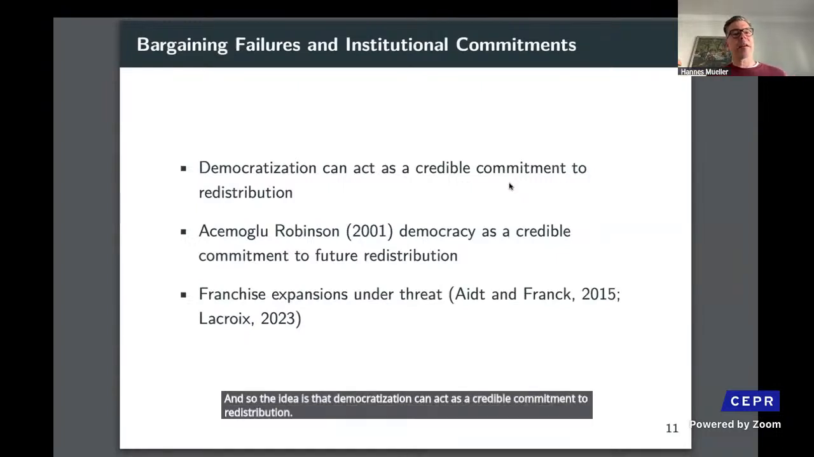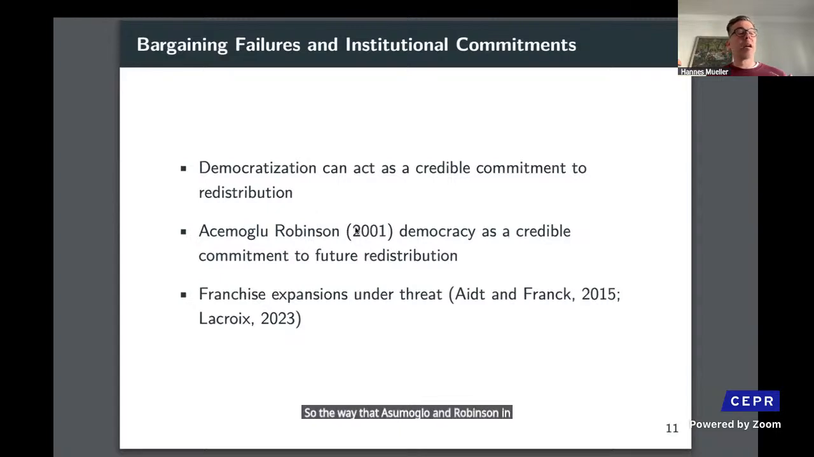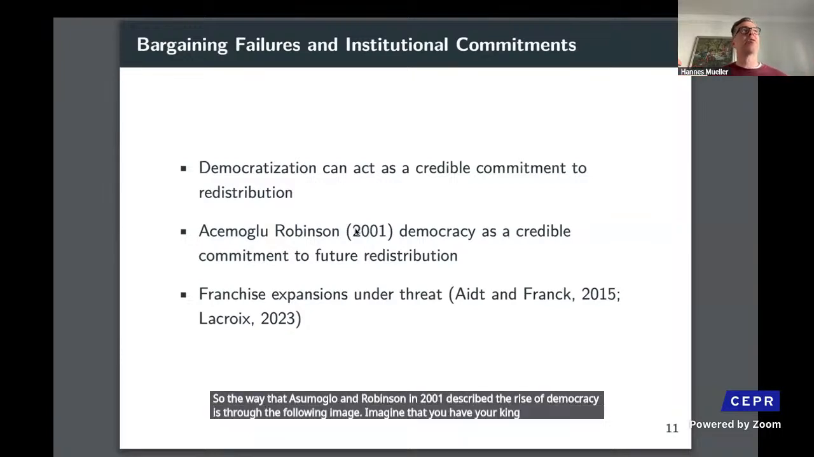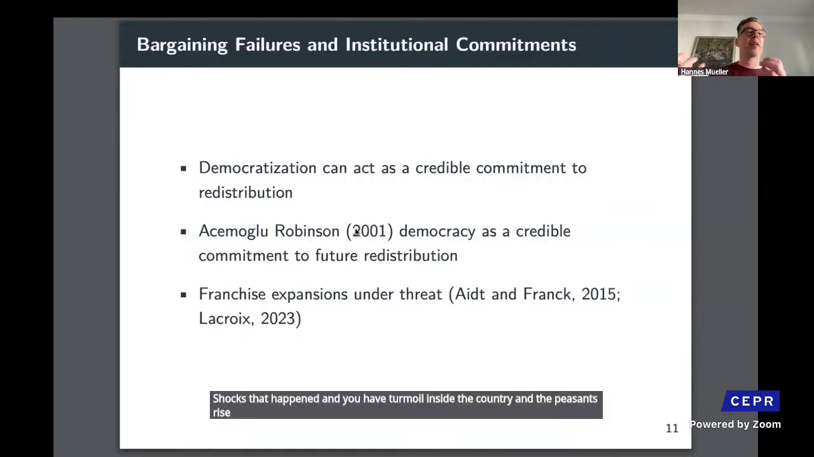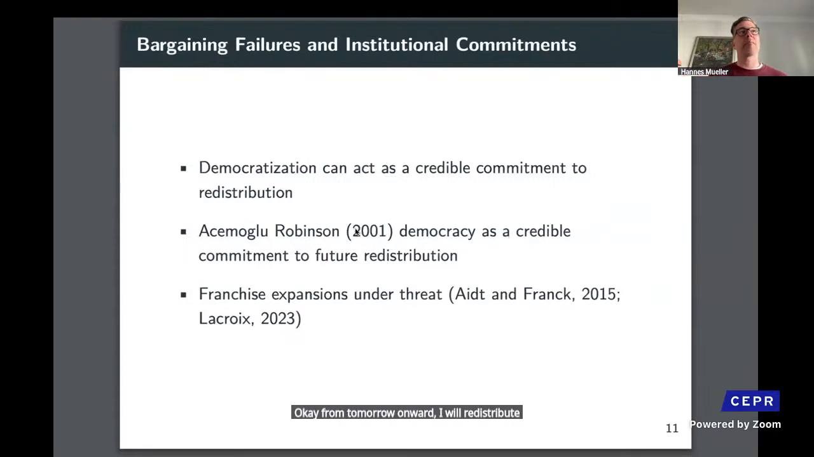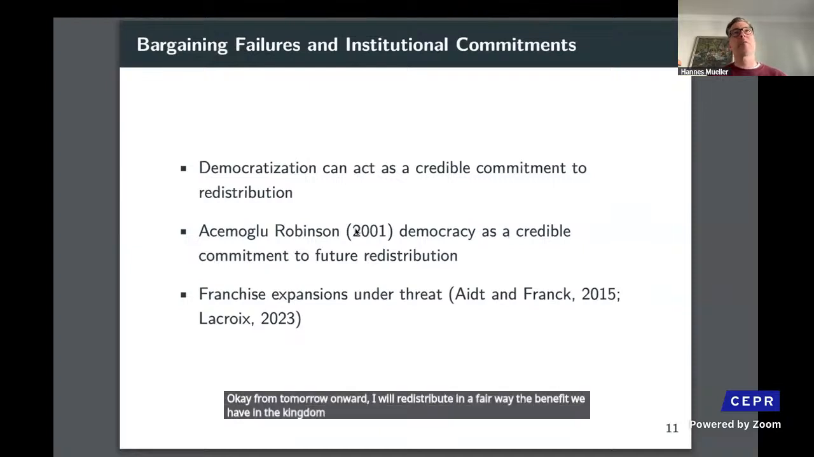So the way that Acemoglu and Robinson in 2001 describe the rise of democracy is through the following image. Imagine that you have your king, and your kingdom is quite weak at the moment. The crown has a weak military because of some shocks that happened. And you have turmoil inside the country, and the peasants rise up. They arm themselves and stand in front of your palace, shouting and threatening to burn you and whatnot, right? And you can say, okay, from tomorrow onward, I will redistribute in a fairer way the benefit we have in the kingdom, and I will give you a bigger share of what we are producing. But this promise is not credible, right?